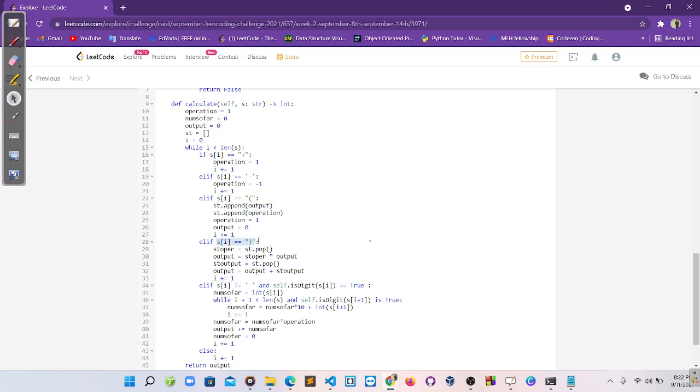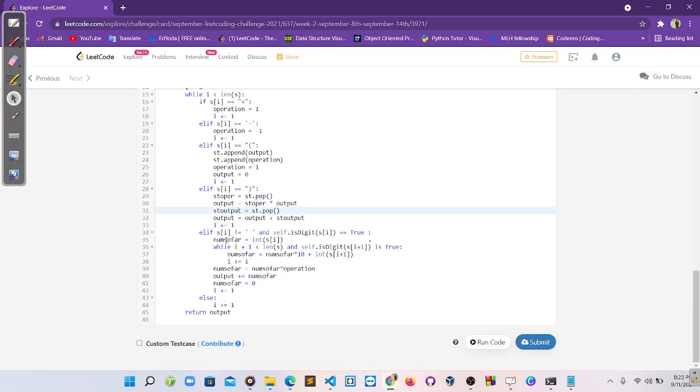After that, if we get a closing bracket, we will pop things. As I say, whatever the output we have, we calculate and multiply it with the operation which is pushed in this stack. Visualize that. And after that, whatever the output which is present in this stack, we will remove it and then add it to our output which I calculated in between these two brackets.